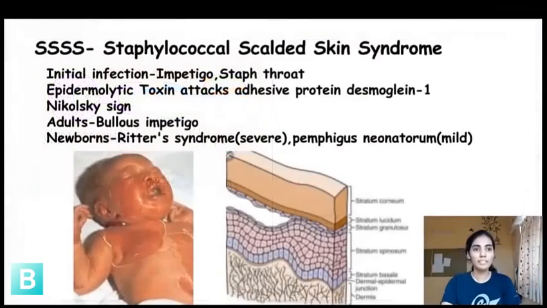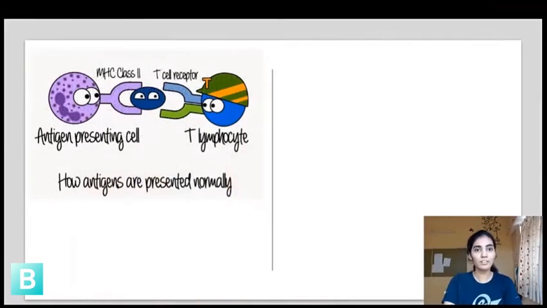Okay, so imagine there's some antigen in the periphery, skin or anywhere in the body, and an antigen presenting cell picks it up and brings it to the lymph node. Now in the lymph node there are a number of T cells circulating. Only that T cell which has the T cell receptor specific to this antigen will bind to it, and then only the clones of that T lymphocyte will be formed.